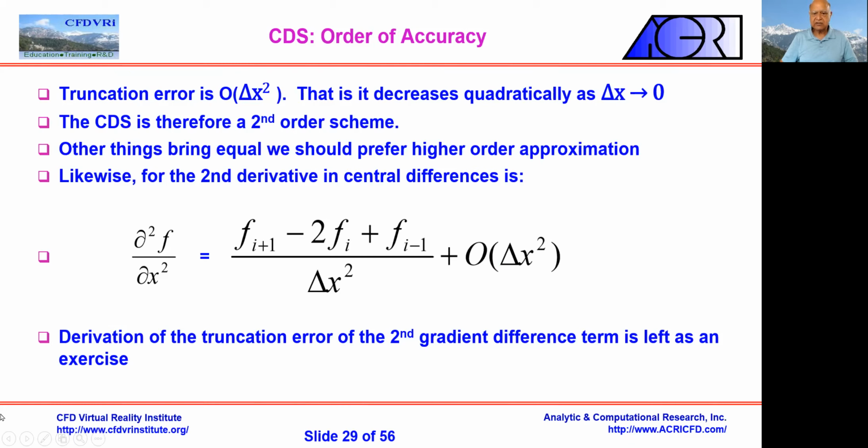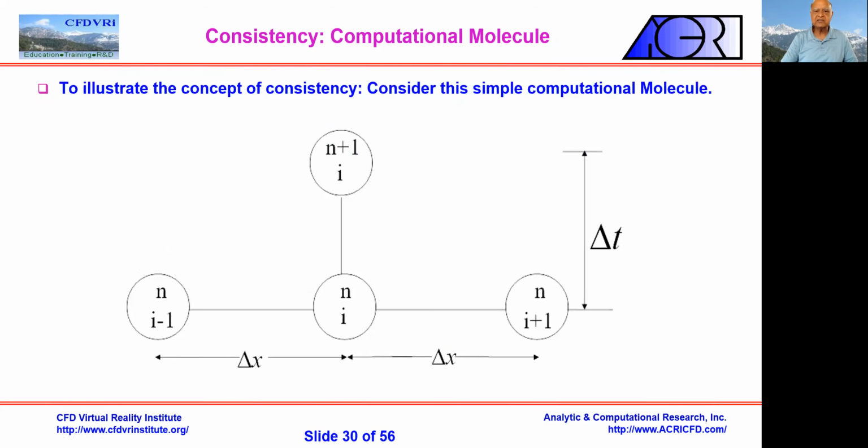So it's a second order scheme. And similarly, we can show that if we do the second derivative, d2f by dx squared, with central difference, that also would have second order accuracy. So therefore it's a good scheme. The errors will decrease fast.